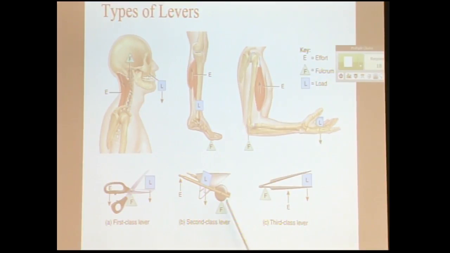Second class, that's like a wheelbarrow, or contracting your, what muscle is that? Your gastrocnemius, going on your tippy toes. That's a second class lever. And then first class lever, moving your jaw up and down there.